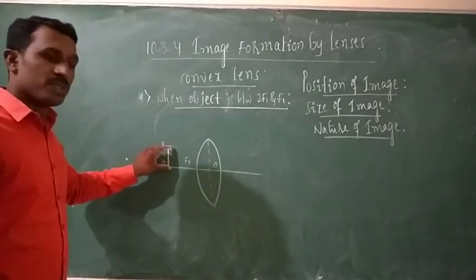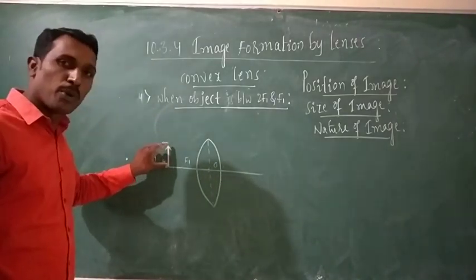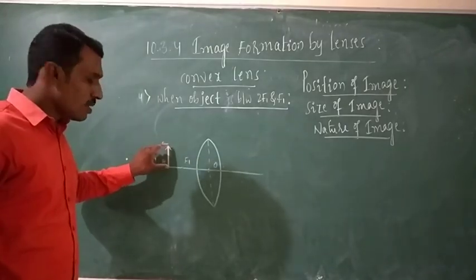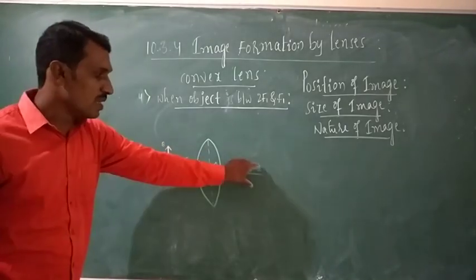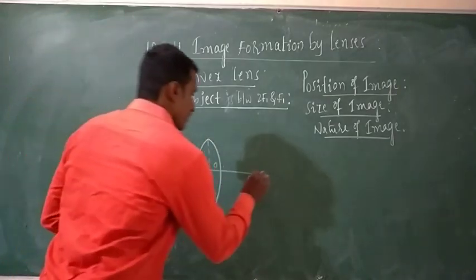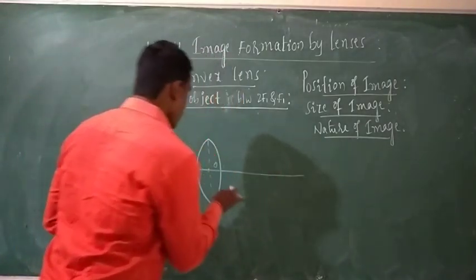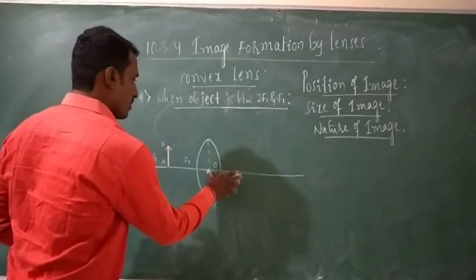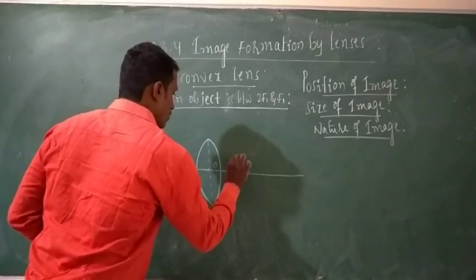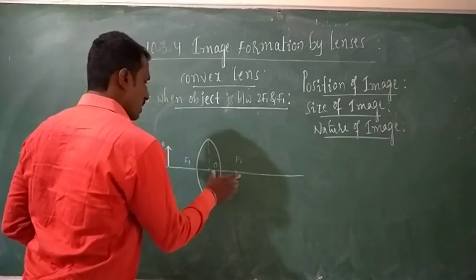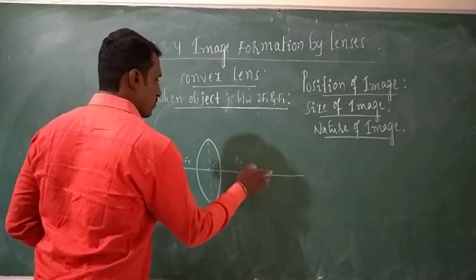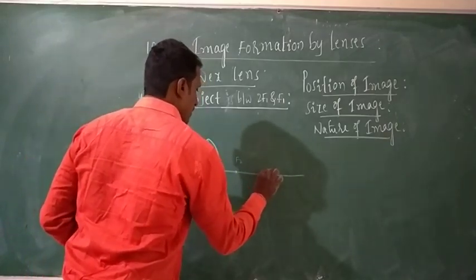I placed an object here. We have to reproduce this object in the form of an image. At the same distance on the other side we have focus 2, and at the same distance we have the center of curvature.